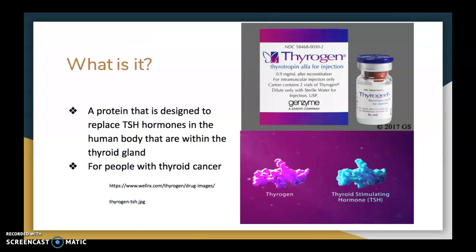So Thyrogen is a protein that is designed to replace this hormone called TSH that is produced in human bodies by the thyroid gland, and it's used on people who have thyroid cancer. Those two images on the right are a picture of Thyrogen in its bottle and the box that it comes in, and then the bottom one is a picture of Thyrogen compared to the hormone that it is replacing, and as you can see, both of them are identical in their structure.